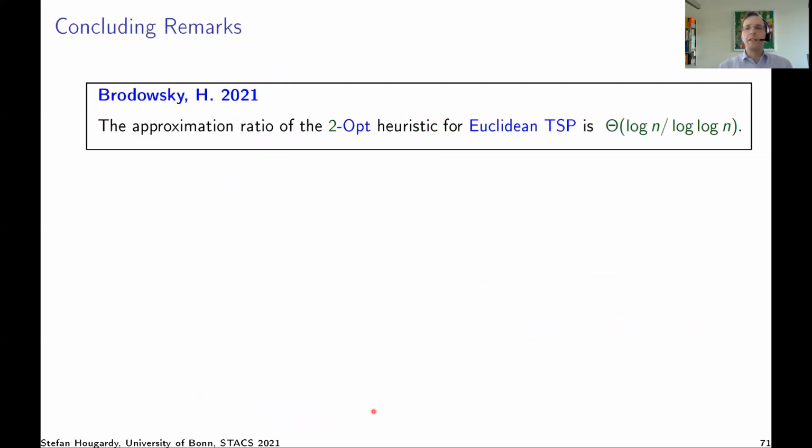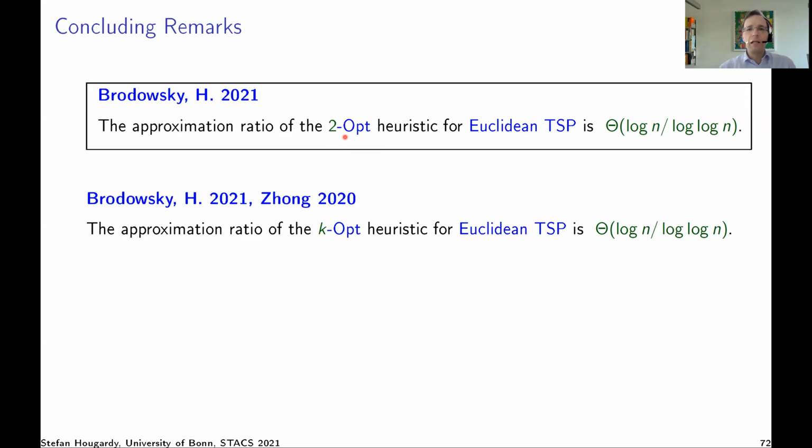So here are some concluding remarks. We have shown that the approximation ratio for the 2-opt heuristic for Euclidean TSP is log n over log log n up to some constant factor. And the natural question is, what happens if instead of 2-opt, where we allow two edges to be exchanged in each iteration, we allow what is called the k-opt, namely where we allow to exchange k edges. And in this case, our result immediately implies that also for the k-opt heuristic, we get a log n over log log n approximation ratio.